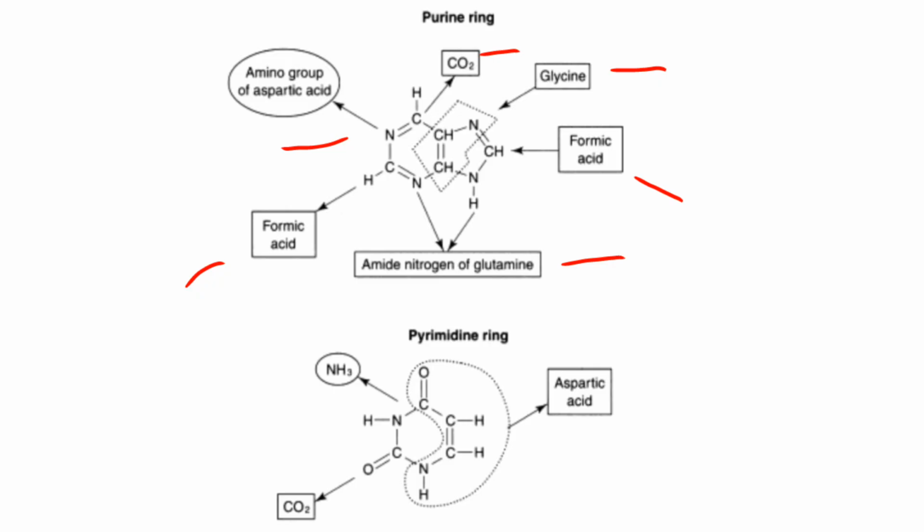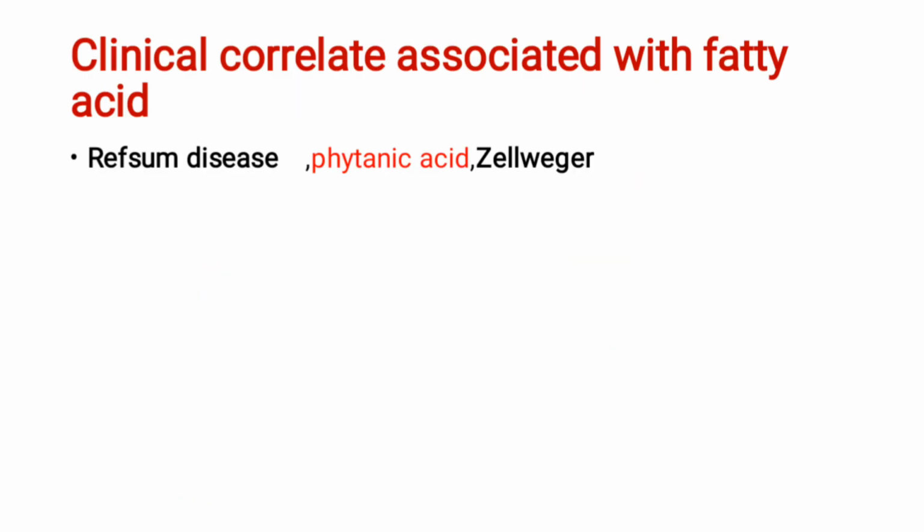If we go to the pyrimidine ring, the second carbon is donated by CO2, the third nitrogen is donated by an amino group, and the fourth, fifth, and sixth carbons are donated by aspartate. You can pause and do a revision on clinical correlates associated with fatty acids.